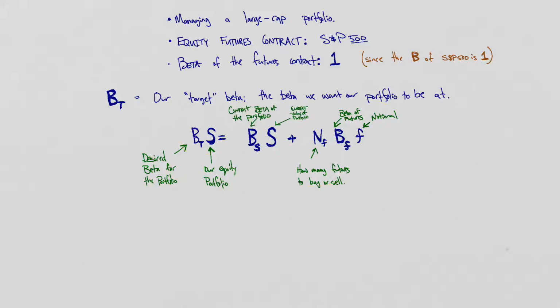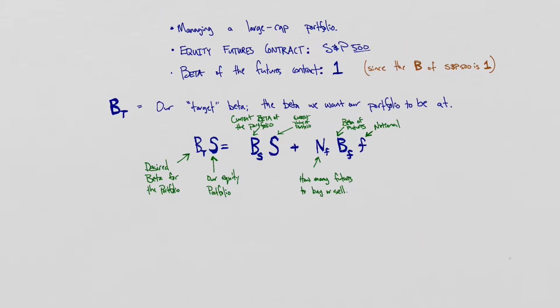And each of these is known. The beta of the portfolio is known. The dollar value of the portfolio is known. It's however many dollars we have invested. We know what level of risk we want to get to. And we know the beta of the futures contract, and we know the notional, like how much dollar exposure one futures contract buys us. That's F here. And so the one unknown is how many futures contracts to buy or sell such that this all gets us to our desired target beta.